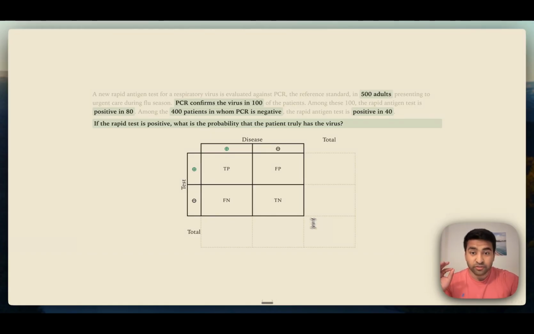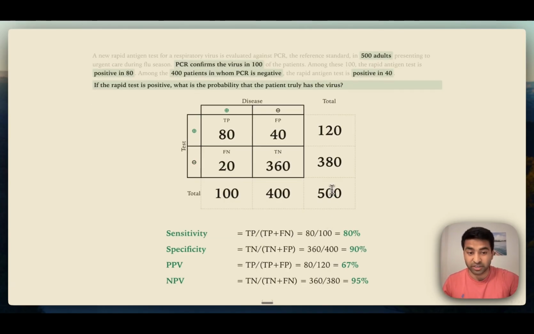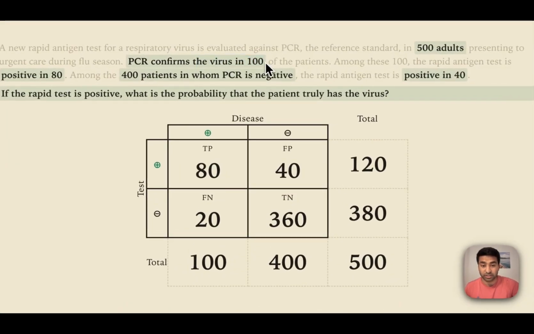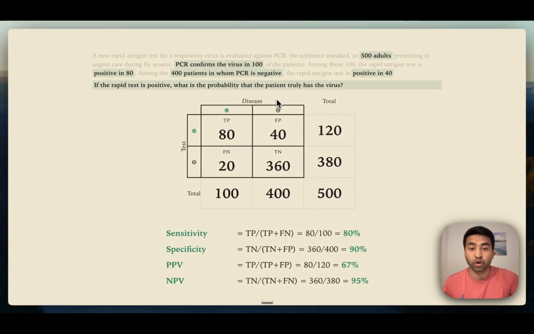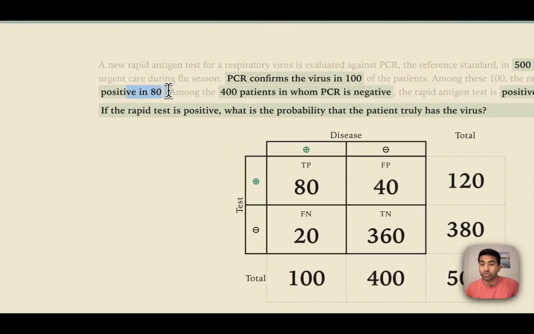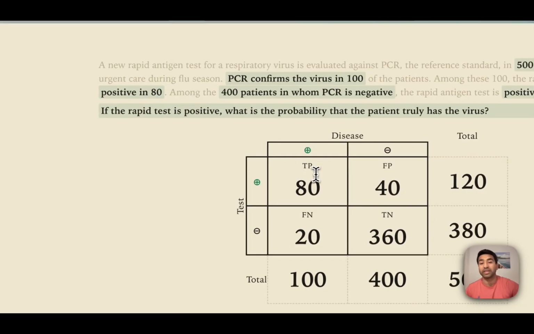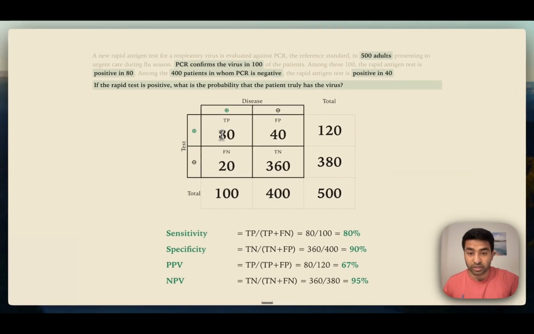Here, when they say 500 people were in the total study, that means you have 500 total people here. Now, you know that if 100 of them are positive, the others are negative. So there are 100 people with the disease and 400 that don't have the disease. Luckily for you, it tells you that the antigen test was positive in 80 of them. So with the 100 and the 80, you can fill in the 20. Now you know that 80% of them had a positive antigen test.